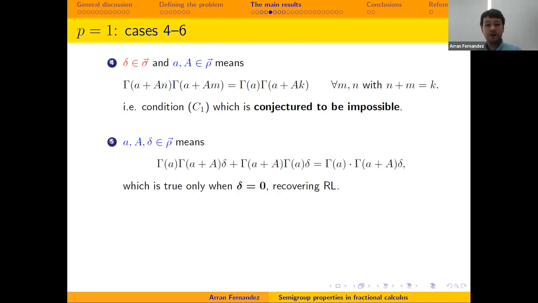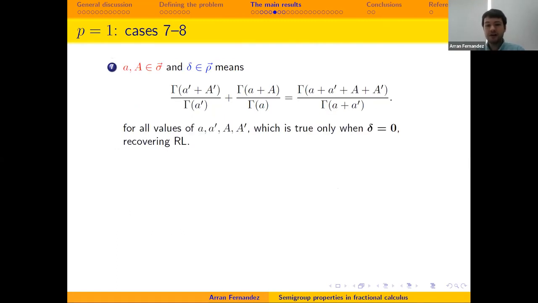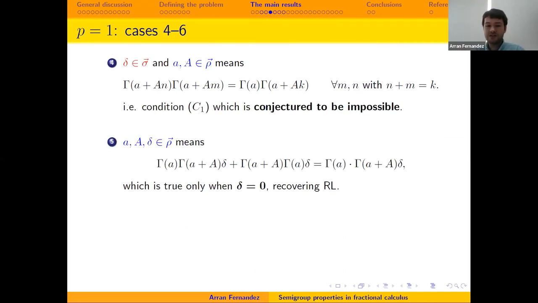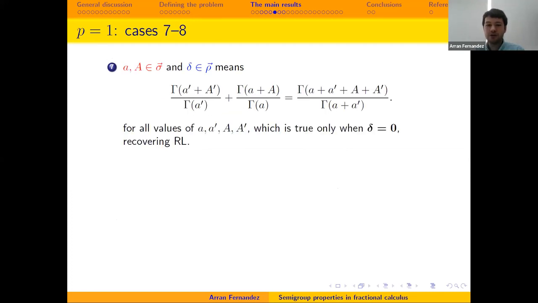Case 5, all of them blue. That's only possible if delta equals 0. Delta equals 0 is trivial. It gets back to the Riemann-Liouville case. Case 6, again, only possible if delta equals 0. Case 7, only if delta equals 0. So cases 5, 6, 7, we can say are trivial. They don't give any interest in semigroup property.